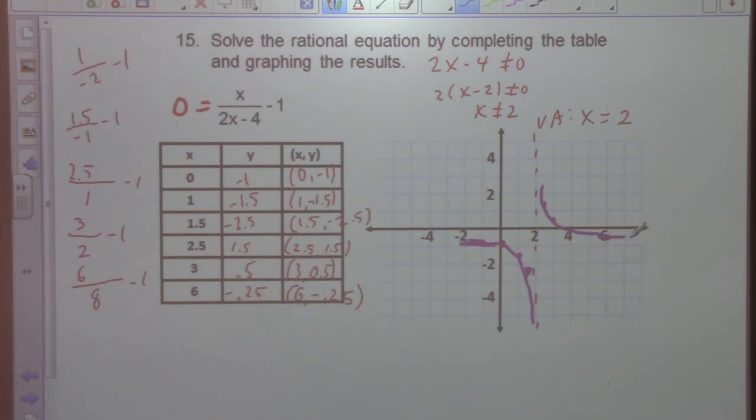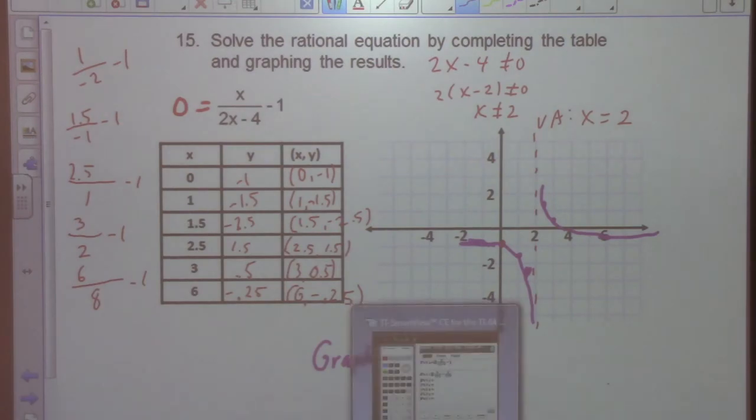What is going to be our solution here? X is equal to what? What's our solution? X is equal to, where does the graph touch or cross the x-axis? Does the graph touch or cross the x-axis here? No. Where does the graph touch or cross the x-axis? Looks like 3.5. Let's take a look at the calculator.